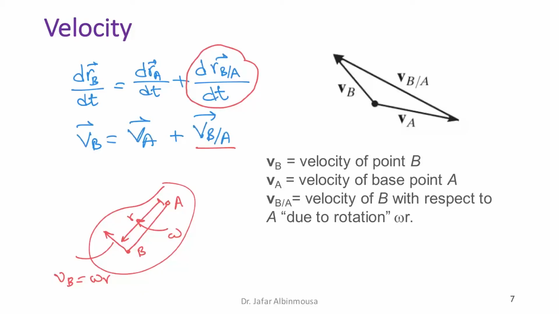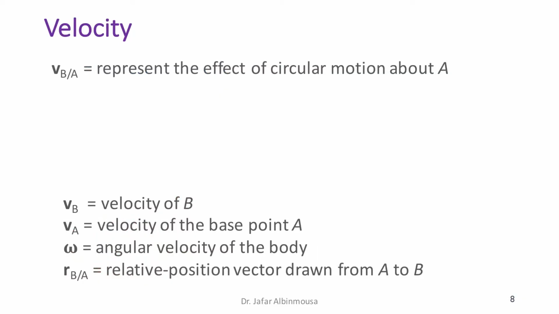That's the reason. So to summarize, the velocity of B, this is the absolute velocity of point B, and here we have the absolute velocity of point A, and then we have the velocity of B with respect to A, which is due to rotation omega R. Now if you want to write that mathematically, we will have VB with respect to A, which is equal to omega cross RB with respect to A. So we will have the final velocity of B equals the velocity of A plus omega cross RB with respect to A.